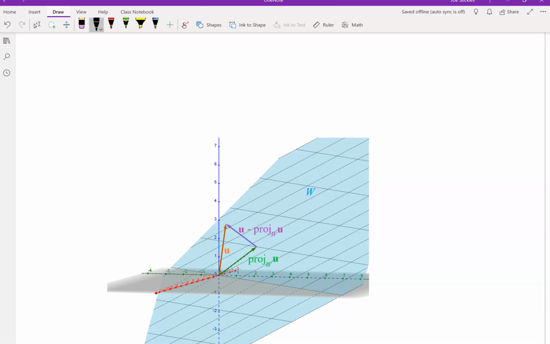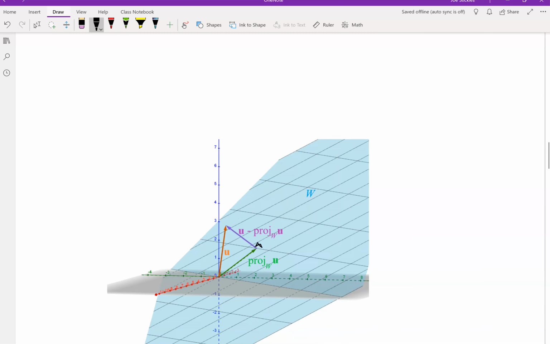The W is representing the subspace that we have, and then this is your vector U. This is your vector W, or your vector of the projection. This is the difference of those two. That would be the orthogonal projection. You can actually see the orthogonal piece there. That was why I put that in there.